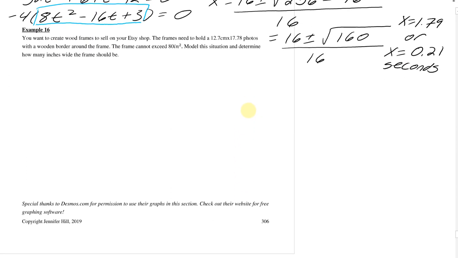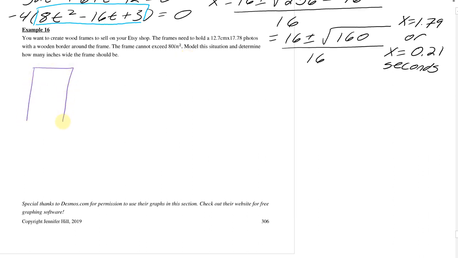Okay, so we have just one more to look at here. This is something a little different. It says you want to create wood frames to sell on your Etsy shop, and the frames need to hold a 12.7 centimeter by 17.78 photo with a wooden border around the frame, and the frame cannot exceed 80 inches squared. Model this situation and determine how many inches wide the frame should be.